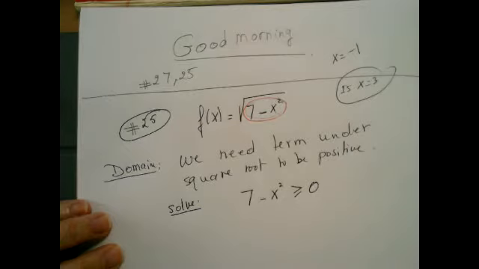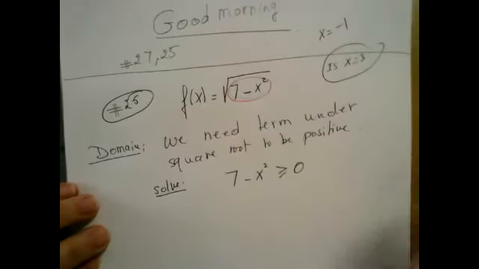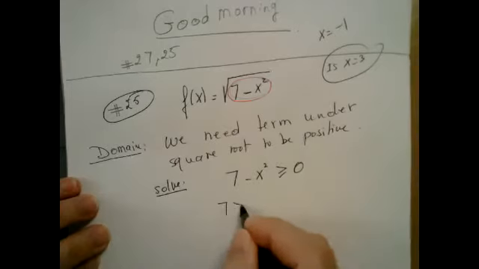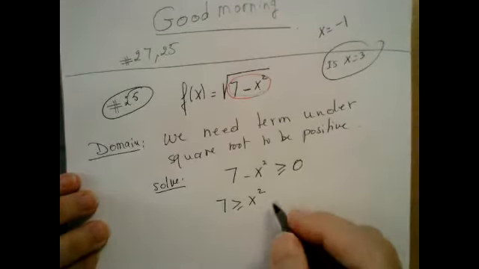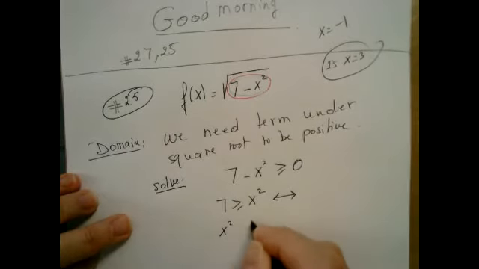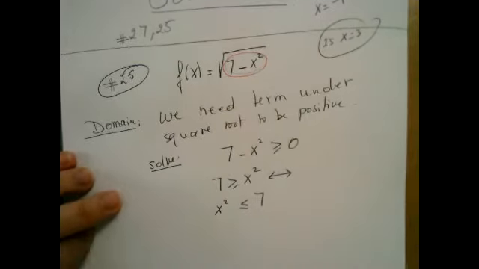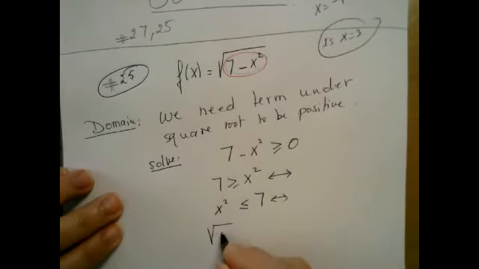All right, 7 minus x squared is positive. I'll do it algebraically, and then I'll solve this geometrically. So what does this mean? It means 7 is larger than x squared. Or another way you write it, x squared has to be less than 7. And then we do what we did yesterday. It means the square root of x squared has to be less than the square root of 7.